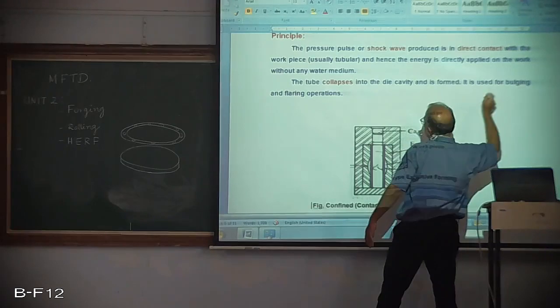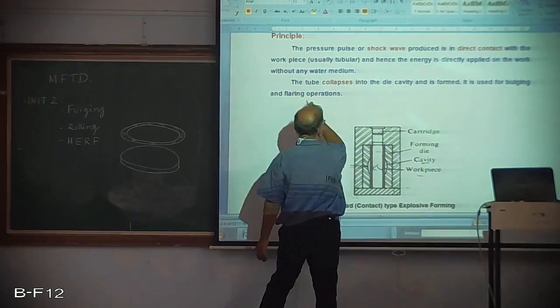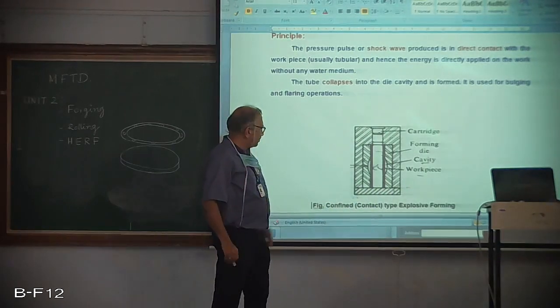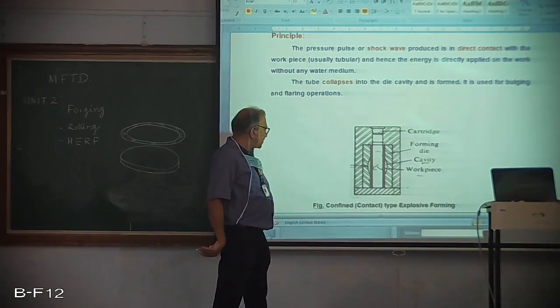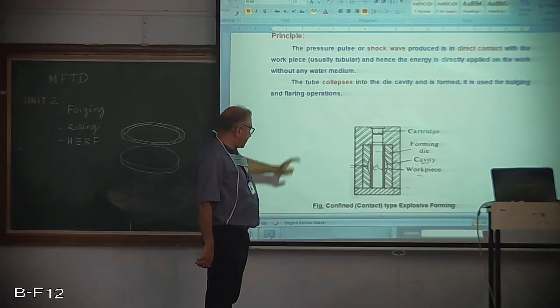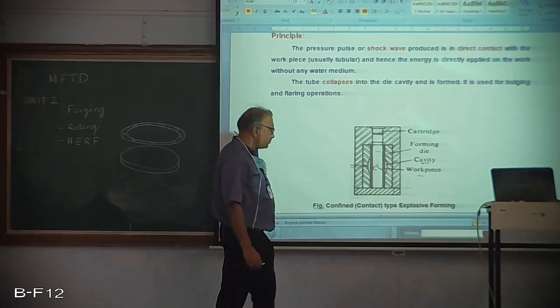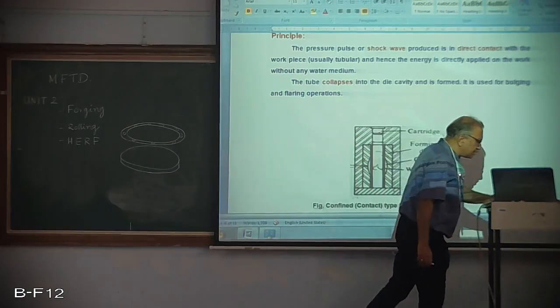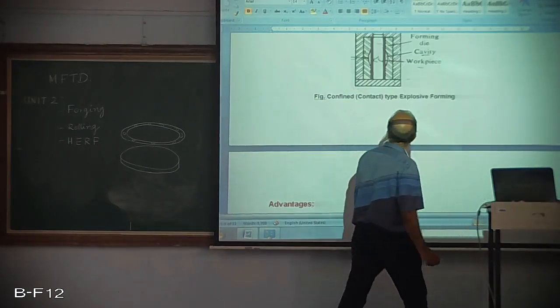Bulging is one example and flaring is another. Bulging and flaring. The one which is shown here is bulging. Okay. So the figure here is a simple one which is there in many books. You can refer to the books for more details.